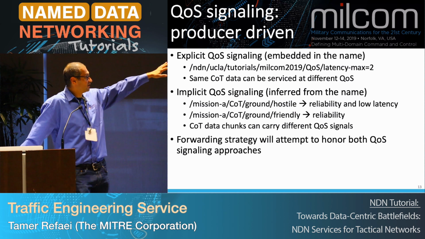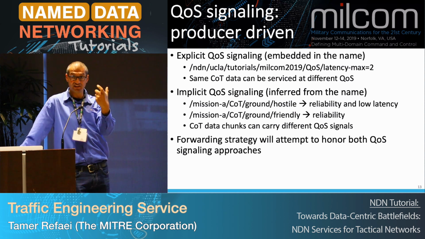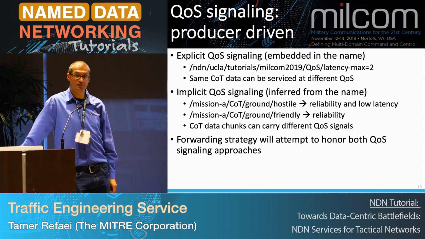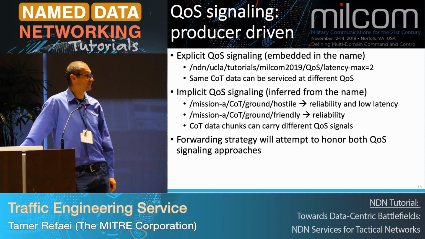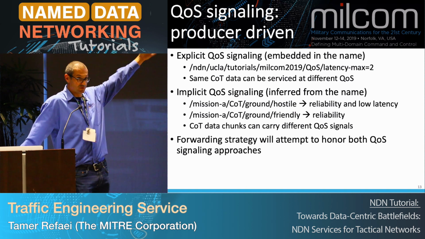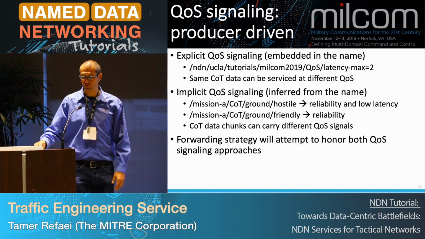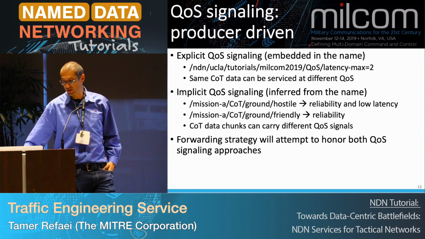So in this case, each chunk of data, or each name prefix really, will have its own different QoS signal, and it'll be based on the policy of the network. And so basically, when this comes in, the forwarding strategy would look at this, and then it'll make a decision as to how do I forward this? What would be the best way to do that?